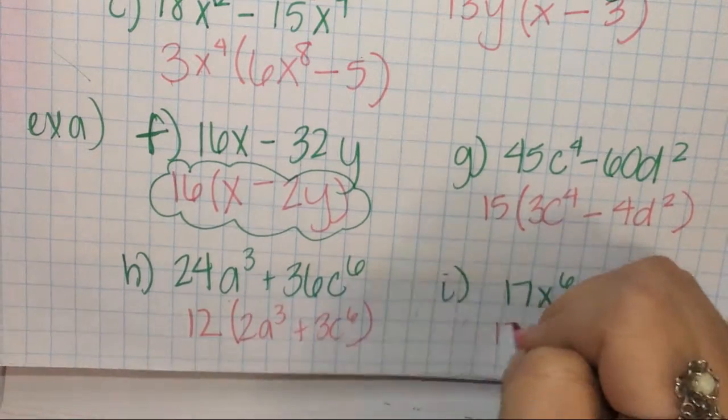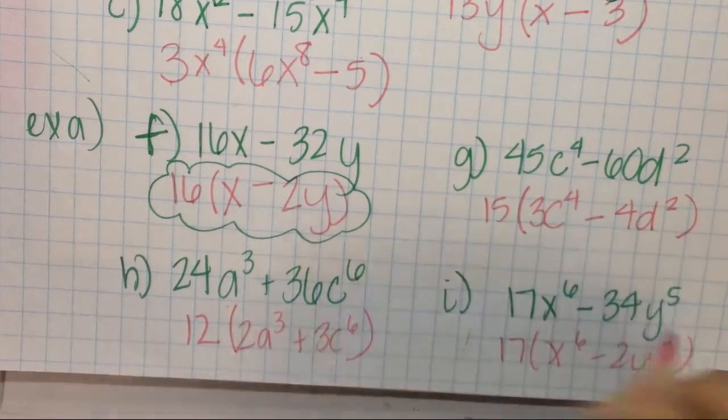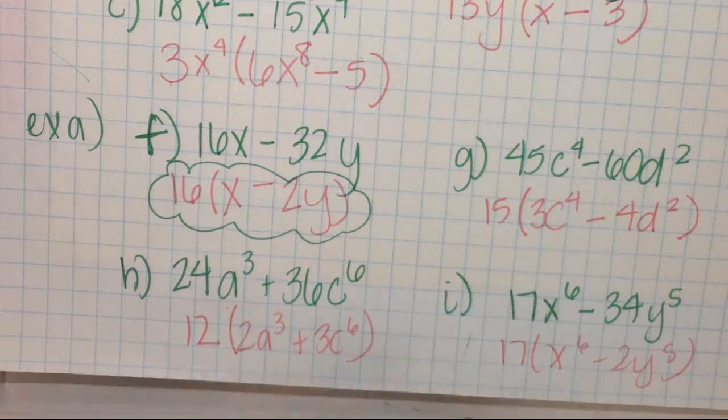Did y'all get 17? So then you get x to the 6th minus 2y to the 5th. Okay. Moving on.